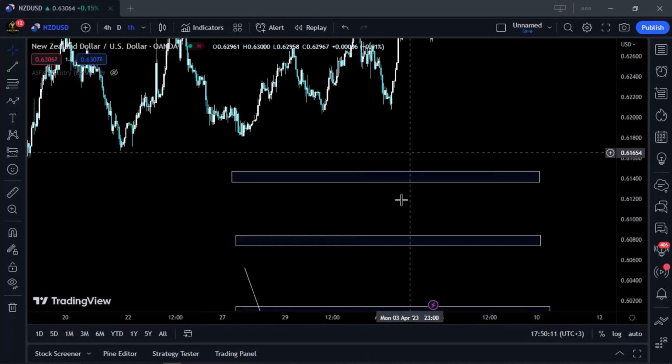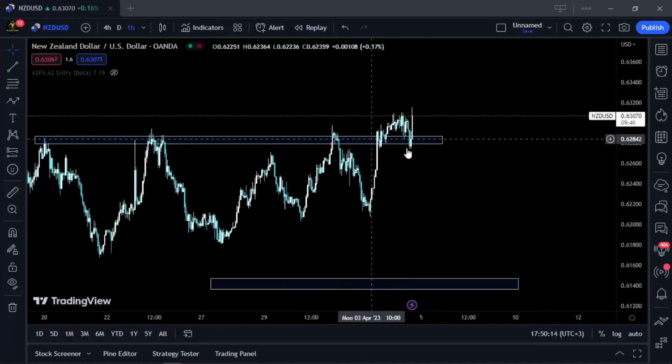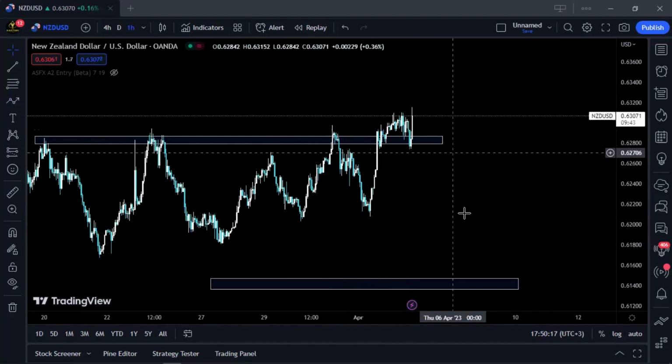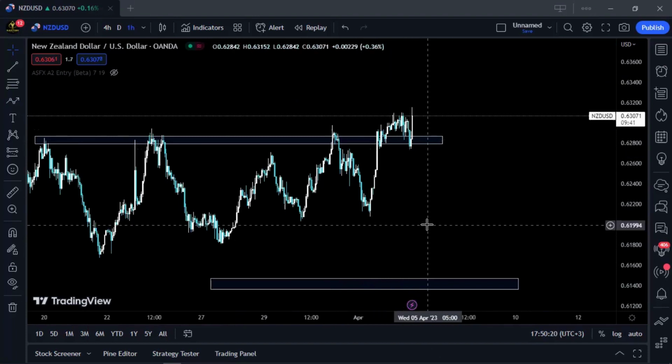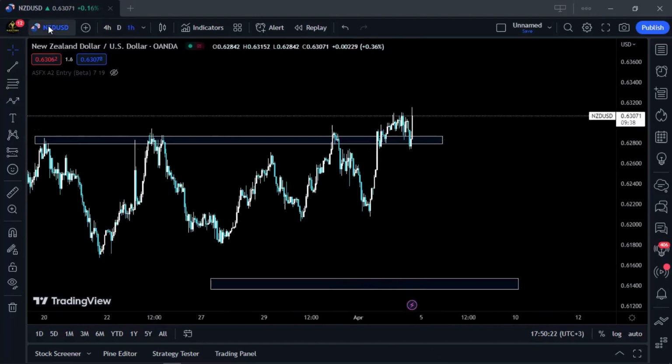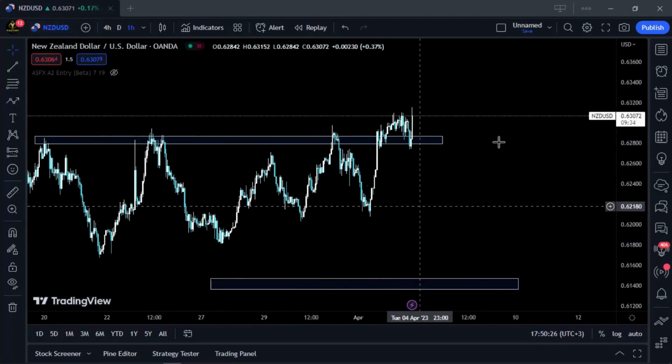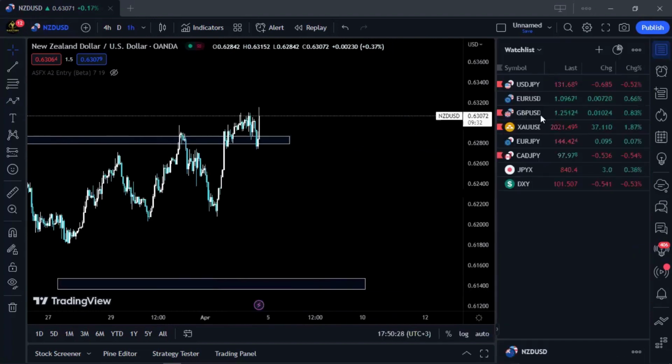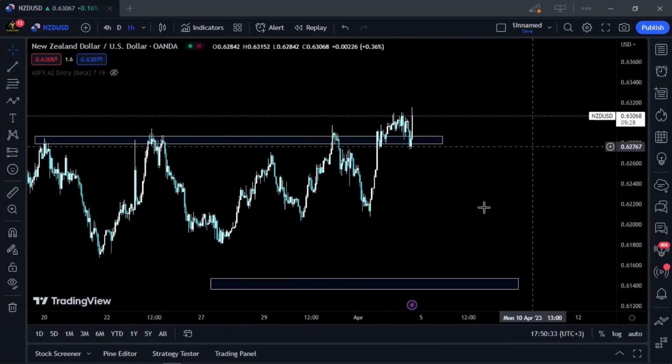As you can see here, prices broke above this, gave us a retest, and prices seem to be continuing going higher. I don't really trade the New Zealand dollar versus the US dollar. That's why I haven't taken any trade. But should it have been any pair on my watch list, this is my watch list, I would have immediately pulled the trigger.